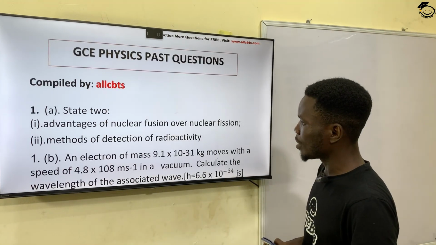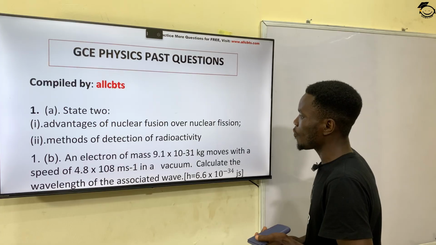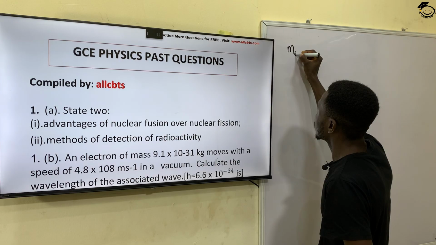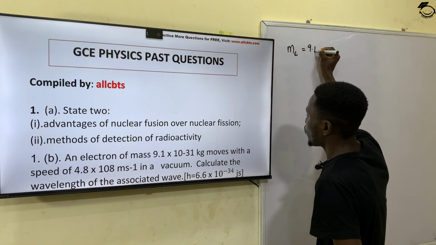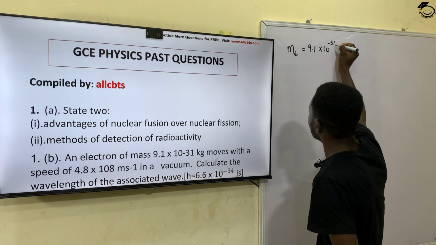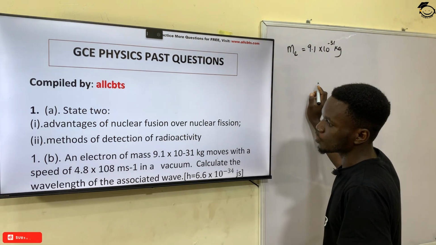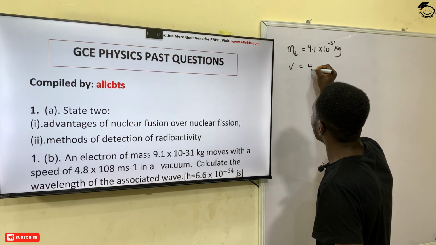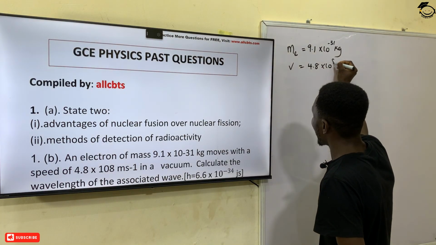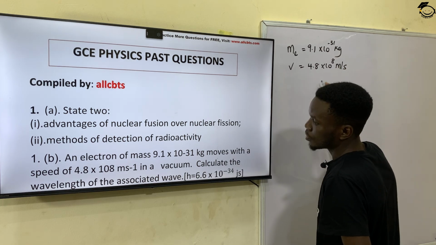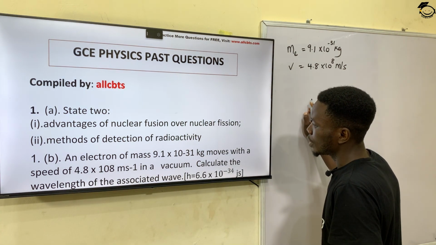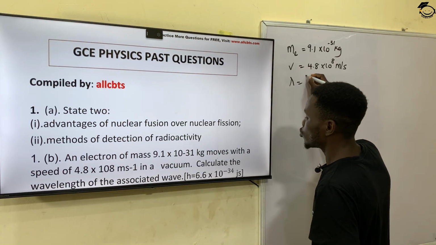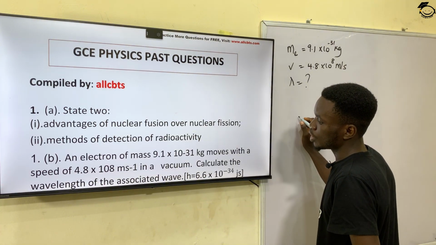Moving on to question number 1B, it says an electron of mass 9.1 times 10 raised to the power minus 31 kilogram moves with a speed of 4.8 times 10 raised to the power 8 meter per second in a vacuum. The question says calculate the wavelength of the associated wave.